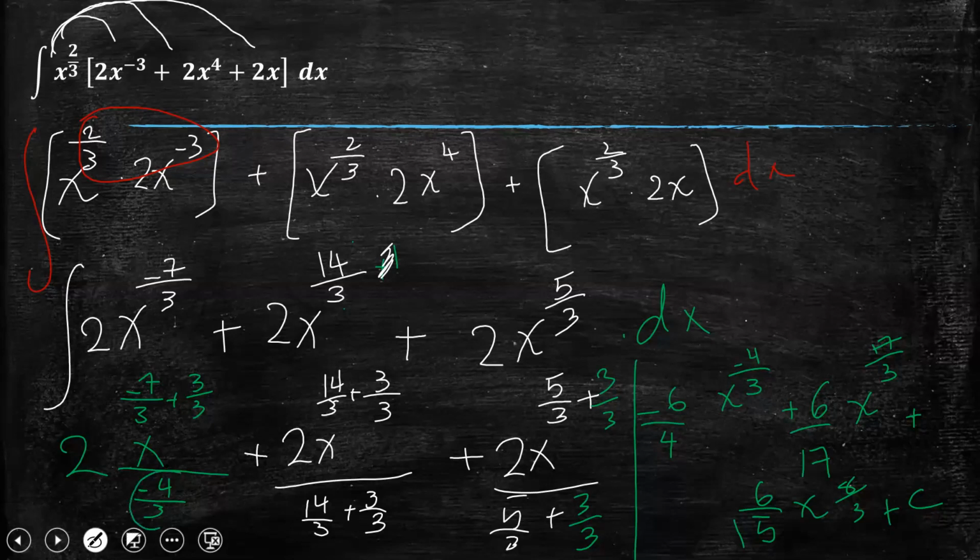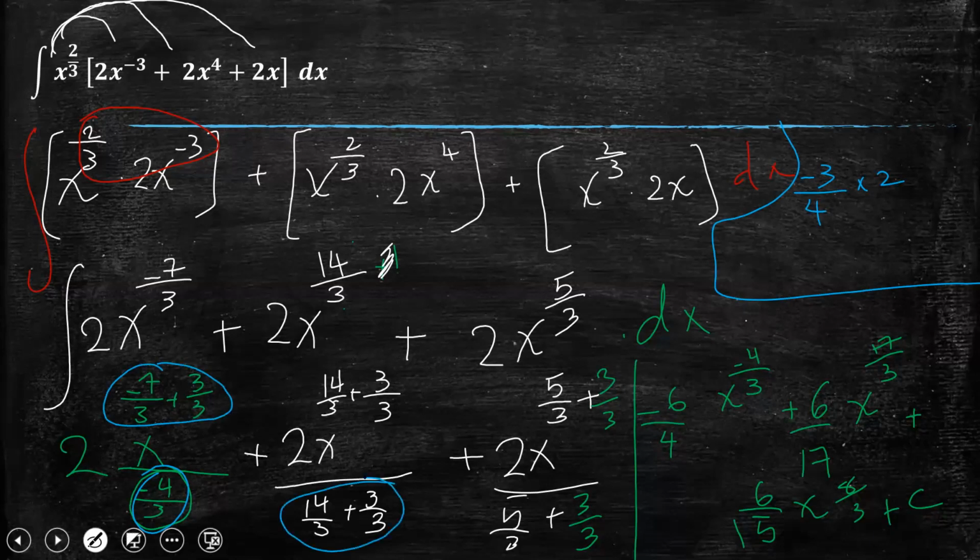Here, negative 4 over 3, its reciprocal is negative 3 over 4, times 2. And here it is 1 over negative 4 over 3, so its reciprocal is negative 3 over 4. Times 2, you will get negative 6 over 4. And then x to the power negative 4 over 3. Here, you have to do the same. It is 2.